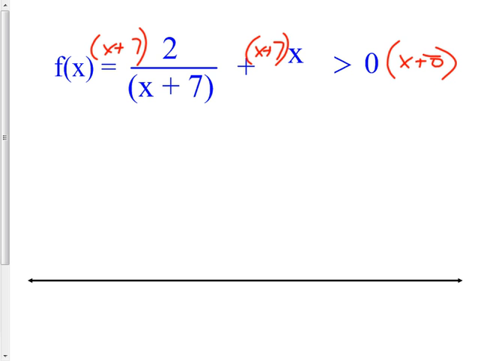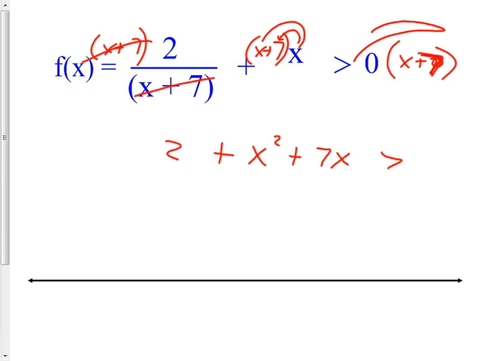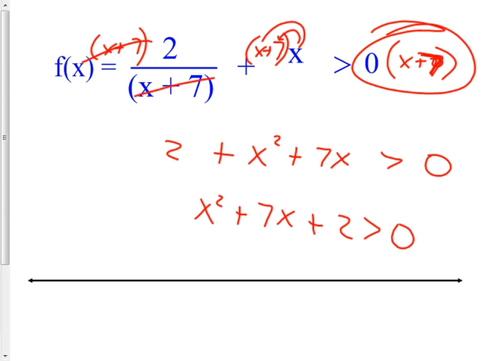Well, that really won't be a problem because 0 times x plus 7 will equal 0 anyways. 2 plus x squared plus 7x is greater than, and all of this becomes 0 anyway. Testing this is on Wednesday. All right, so x squared plus 7x plus 2 is greater than 0.